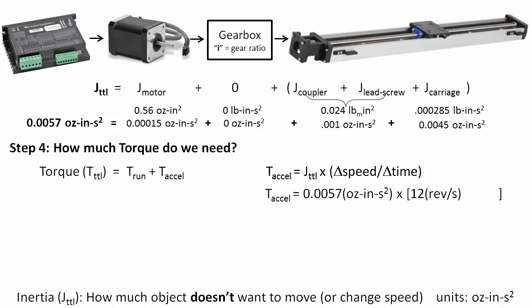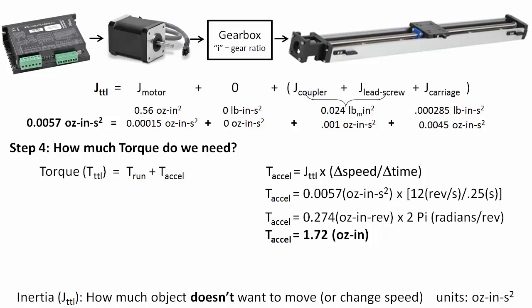per second, which we found back in step 1 of this video series, and divide that by the change in speed in seconds, which is our ramp time. To get rid of this revolutions term, we just multiply by 2 pi radians per revolution. We now know the torque we need to overcome the acceleration inertia.